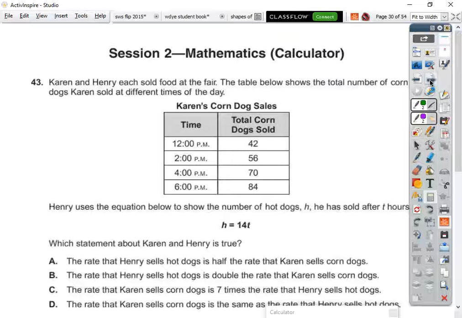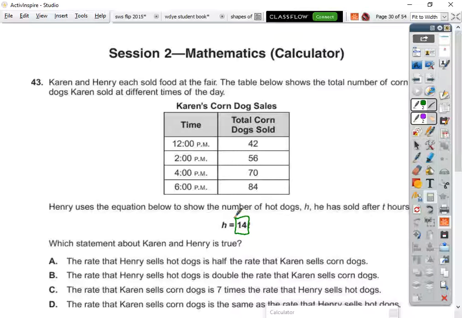Karen sold at different times of the day. Alright. Henry uses the equation below to show the number of hot dogs he has sold after t hours. Which statement can you say is true? The rate. So, since all the questions start out with the rate, we know that the rate at which the hot dogs are sold is 14 hot dogs per hour.